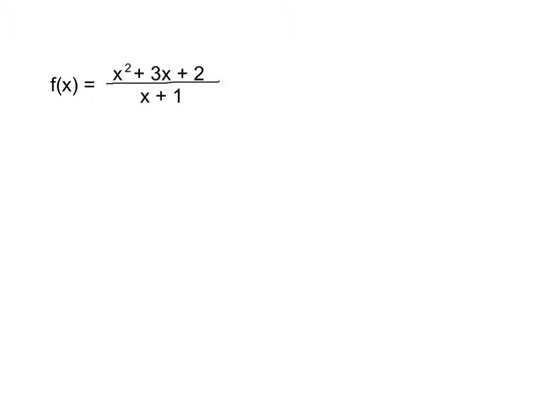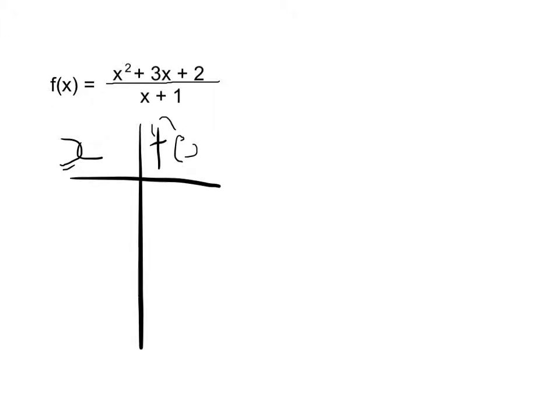So we have x and f of x. So we start with -2, -1, 0, 1, 2, 3. Put that in there. So we start off with -2. -2 squared is 4. -6 is -2, plus 2 is 0. 0 over -2 plus 1 is -1. 0 over -1 is 0.